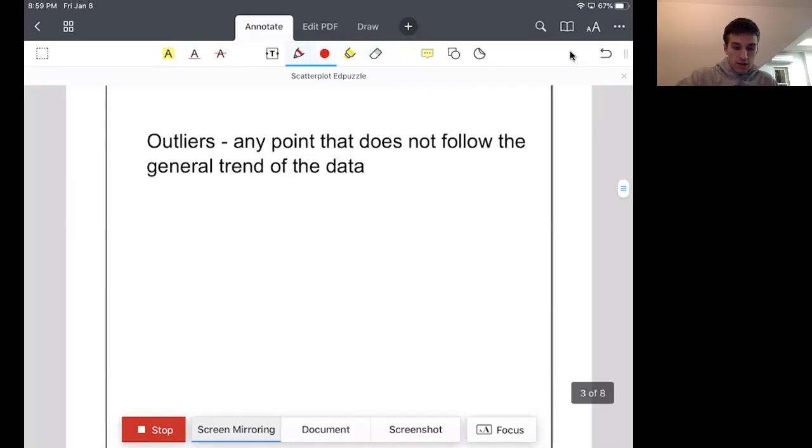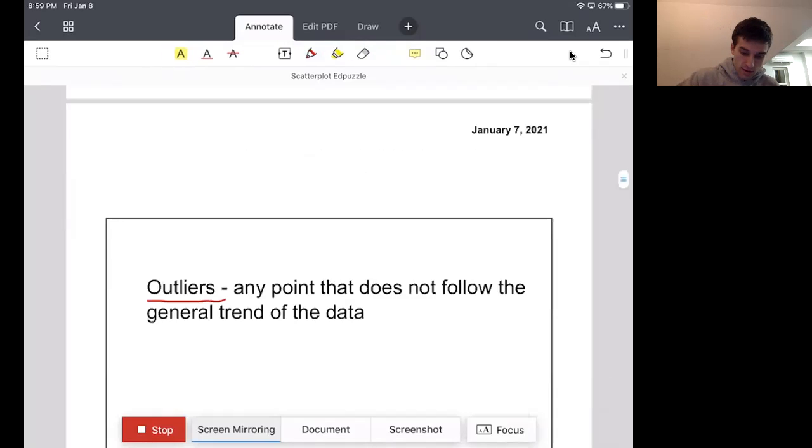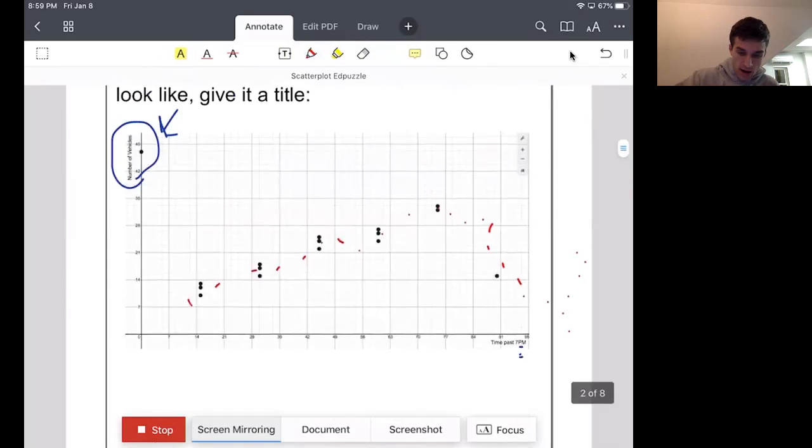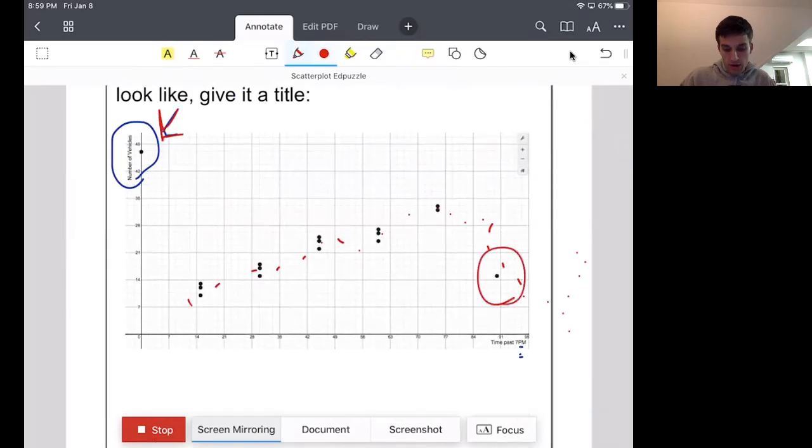Now, an outlier is something that's really important. It's any point that does not follow the general trend of the data. So we had a couple outliers up here. We had an outlier up here, right? We had an outlier right here. Okay?